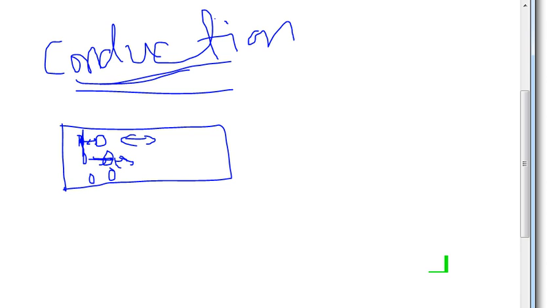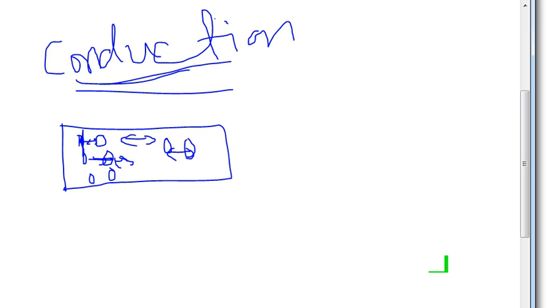Conduction is the type of process that is possible in a solid medium. In a solid, heat is transmitted from molecule to molecule when the molecules vibrate, but they do not change their position. They are just vibrating. So this is the conduction process, and this is how heat transfer can be possible.